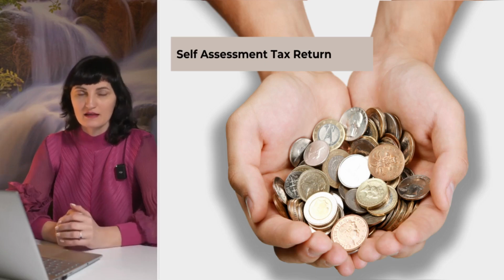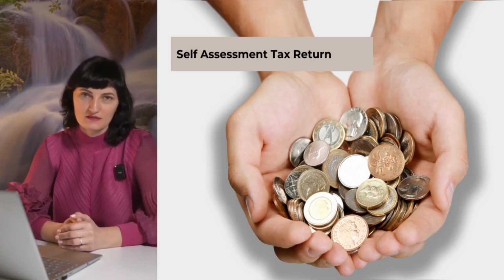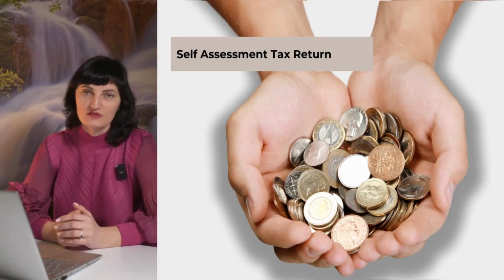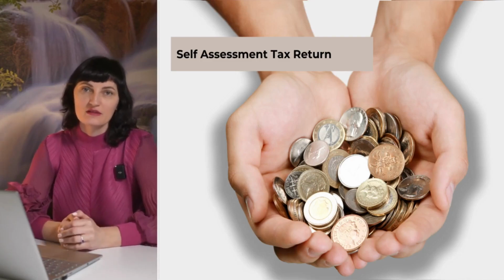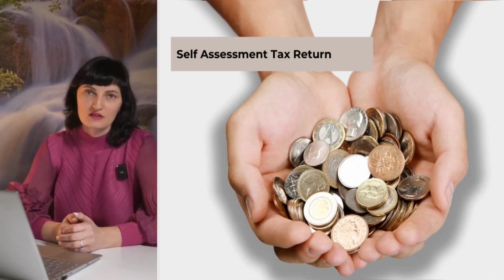So, half of the tax year in Britain has already passed. The tax year runs from April 6th of one year to April 5th of the next year. And after April 5th, you can start submitting your self-assessment tax returns.